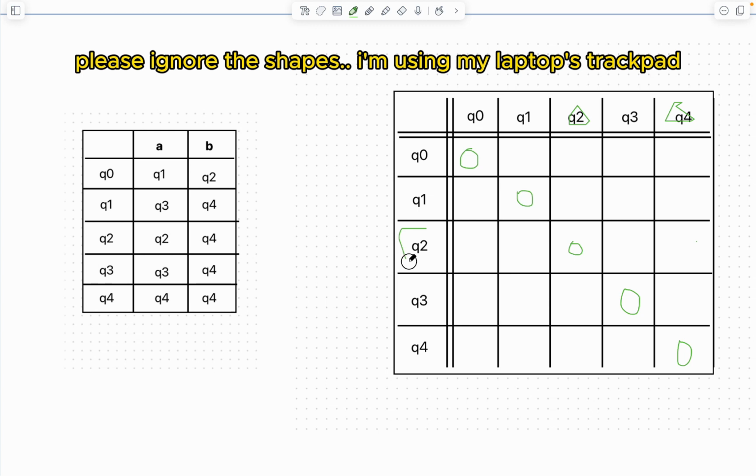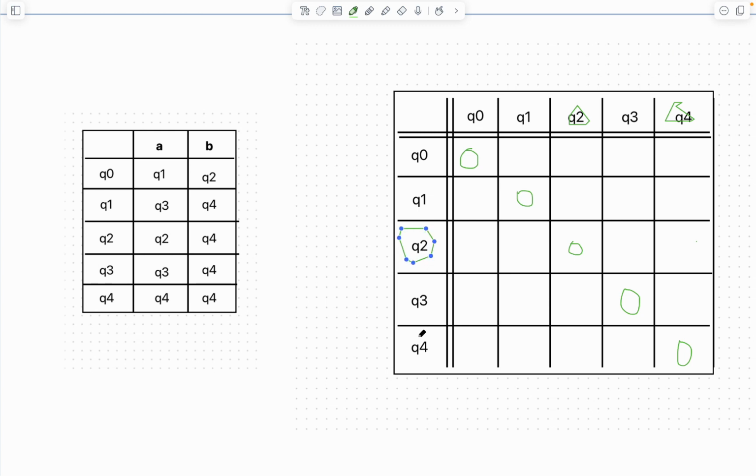Here also, I'm going to mark Q2 and Q4 as the final states. If we mark it this way, it will make it easier for us to fill the table. So what we're going to do is check each and every column, row-wise. We'll compare Q0 and Q1, then Q0 and Q2, Q0 and Q3, and then Q0 and Q4.